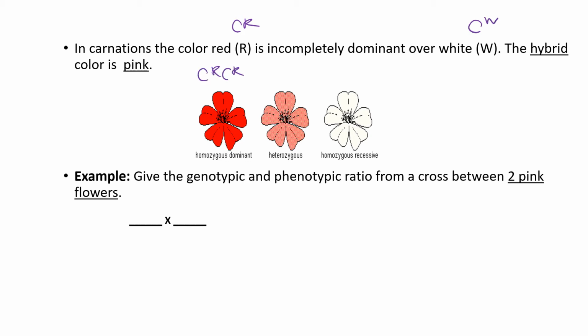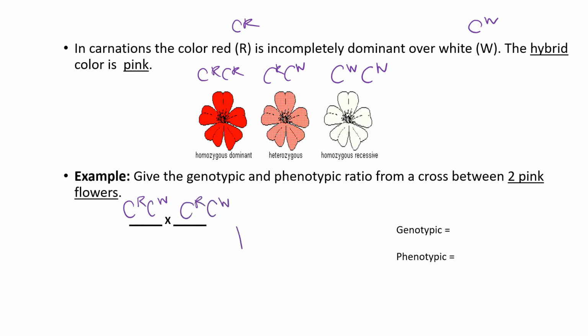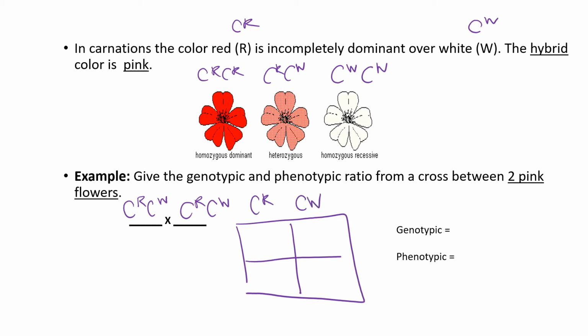CR CR, CR CW, CW CW. Okay, so give the genotypic and phenotypic ratio from a cross between 2 pink flowers. So that is CR CW crossed with CR CW. I'm going to get CR CR, CR CW, CR CW, and CW CW.